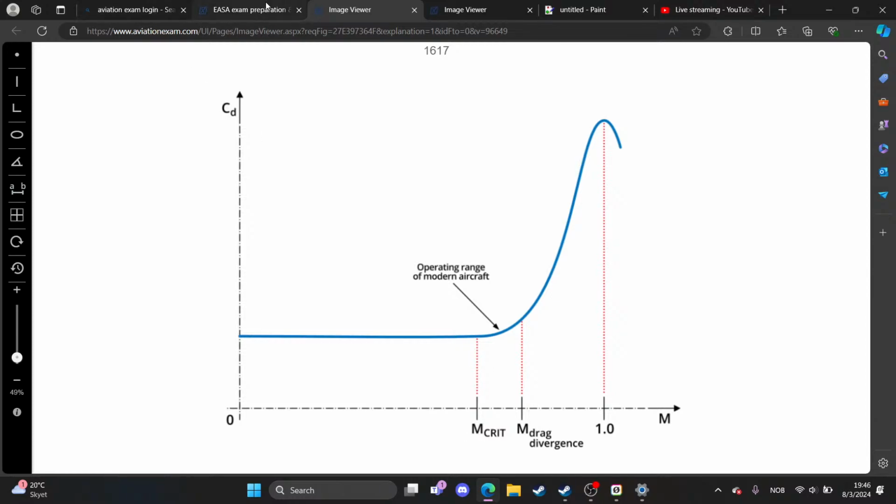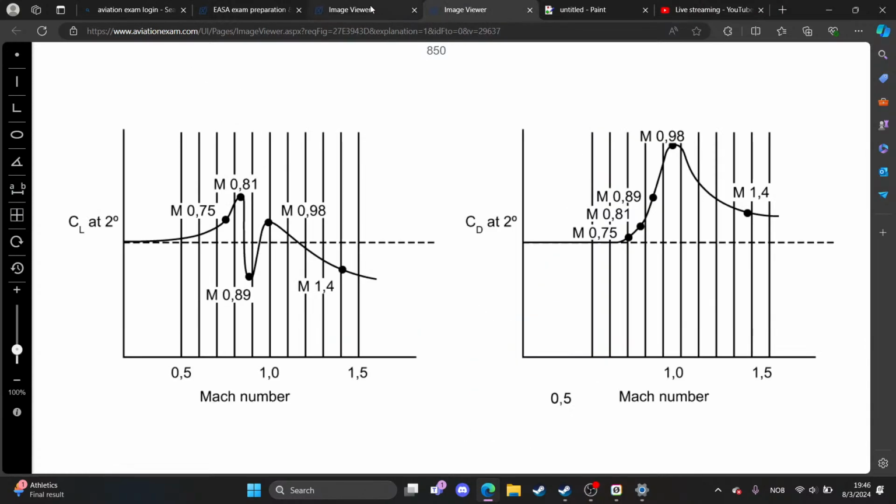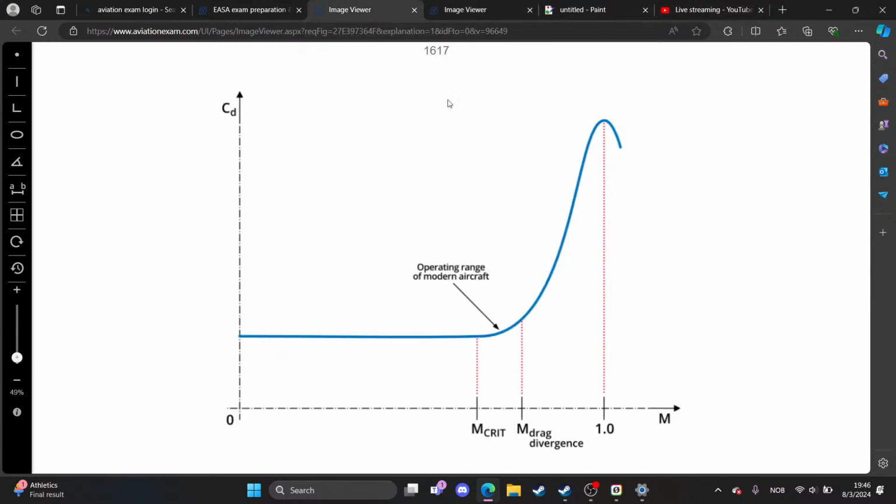Mcrit. Oh, dude, this one's nice. Does it correspond? It does. So you get Mcrit, drag divergence. So Mcrit happens first. You get shockwaves. And then just after that, you get the drag divergence number, where you have an increase in coefficient of drag until Mach 1. And then after Mach 1, drag reduces.